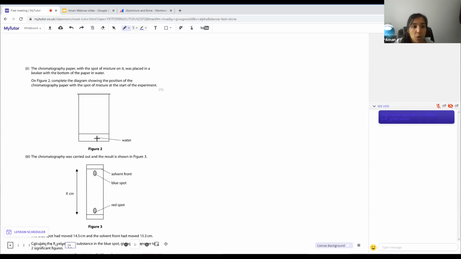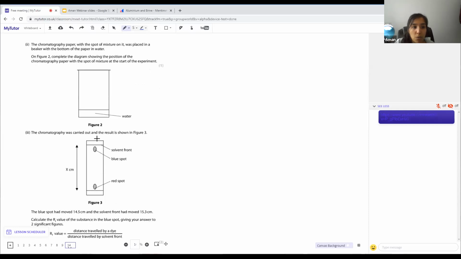Okay, the chromatography paper with the spot of mixture on it was placed in a beaker at the bottom of the water. On figure 2, complete the diagram showing the position of the chromatography paper with the spot of the mixture at the start of the experiment. So this is one of the only questions I've ever seen where they've asked you to actually draw the equipment. So let's have a go then. What do I need to draw, and where do I need to draw it? They want to complete the diagram with the position of the chromatography paper. So that means I need to draw the chromatography paper and a spot of mixture.